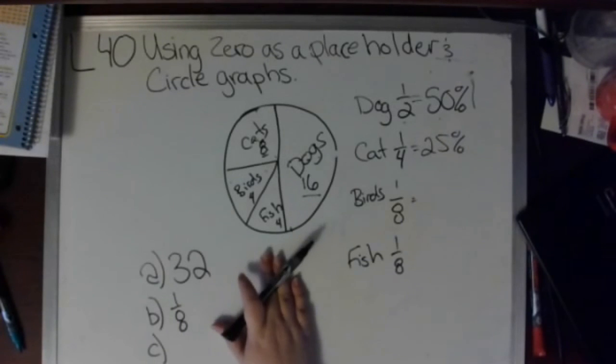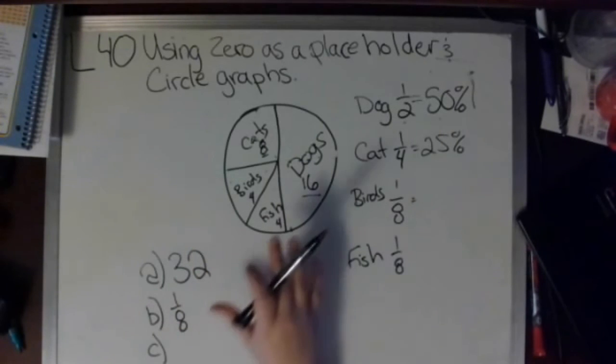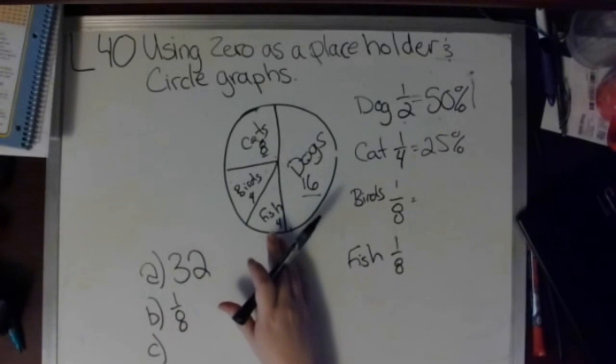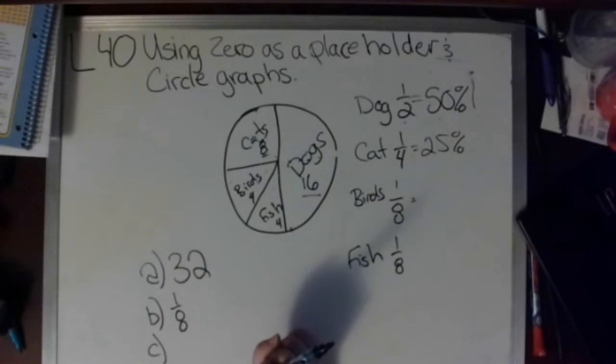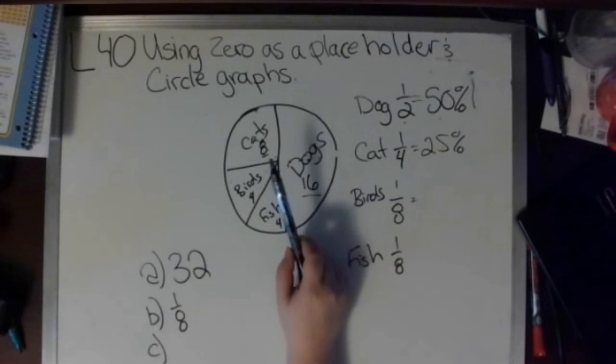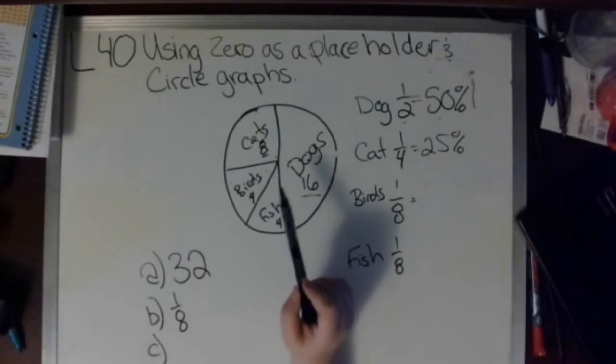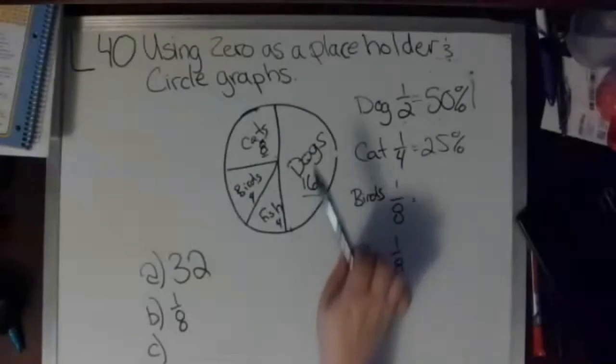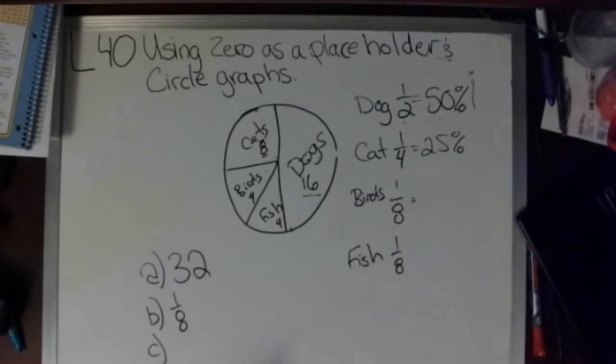So this is a circle graph. A circle graph is just a quick way for you to look at a pile of information. This information was about pets. It's a quick way for you to visually see that the majority of people have dogs. The next biggest is cats, and then birds and fish are the smallest but equal. It's a quick representation of data. That's what a circle graph does. It gives you a quick representation of the data you are looking at. That is lesson 40, using zeros as placeholder and circle graphs for course 1.